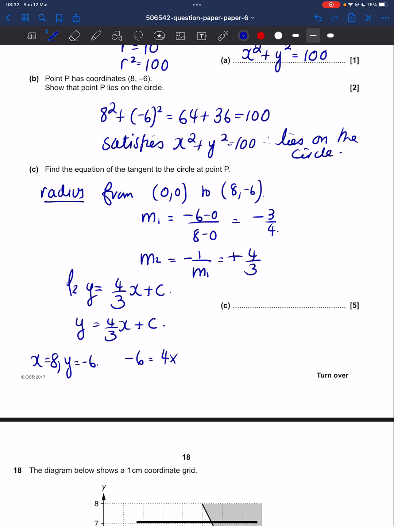Substitute. Y is -6, x is 8. So -6 is 4 times 8 over 3 plus c. So that's -18 over 3 is 32 over 3 plus c. So take 32 thirds from each side. C is -50 thirds. So putting it all together, we've got y is 4 thirds x minus 50 thirds.